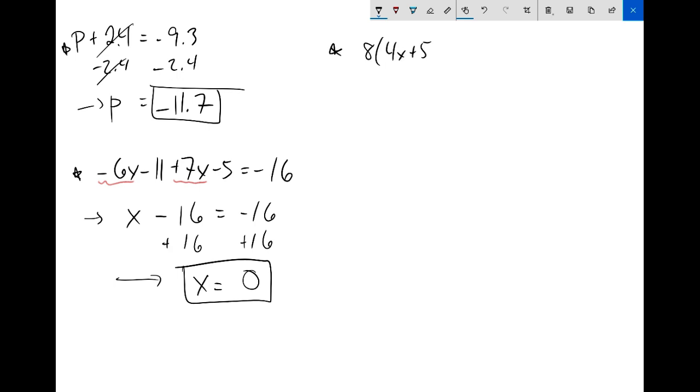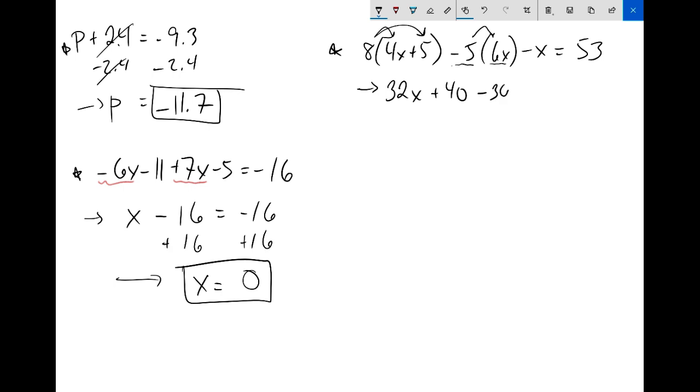Let's see. Next was 8 times. This one has some parentheses in it, and that means we need to get rid of those first before we can complete this. The first set of parentheses we're going to get rid of by using the distributive property. So 8 times 4 is 32. 8 times, yeah, that's your next term. Then 8 times 5 is 40. Here, there's just one term inside, but we need to multiply the negative 5 by the 6x. So this is negative 5 times a positive 6x, minus 30x, minus x.